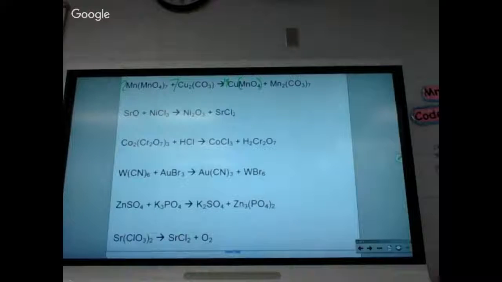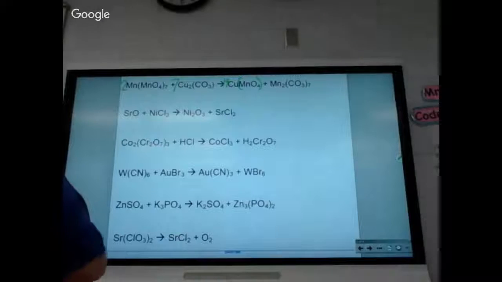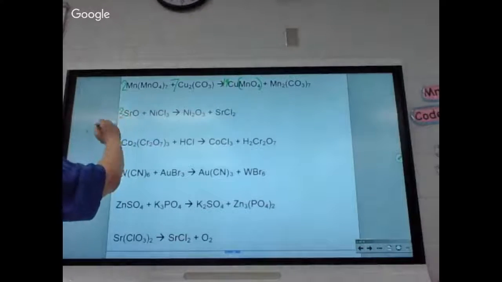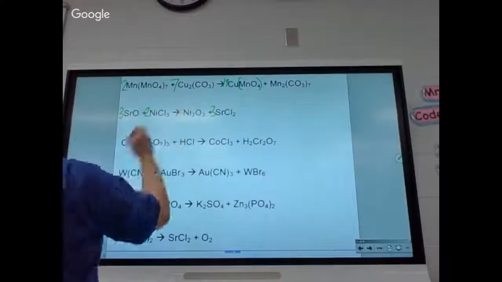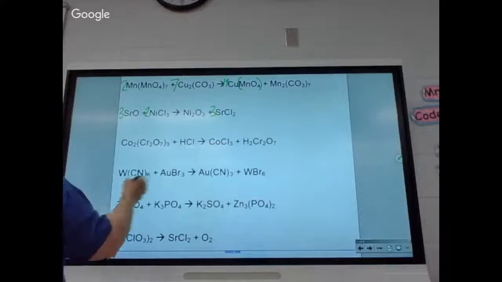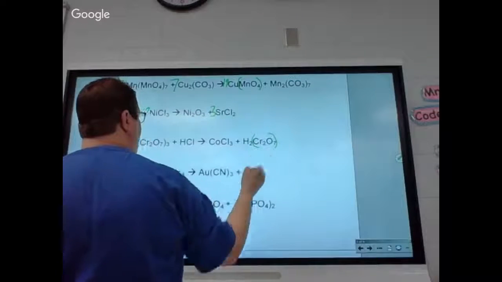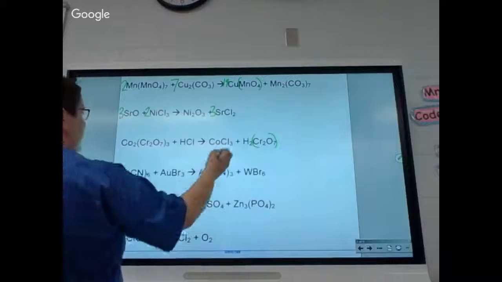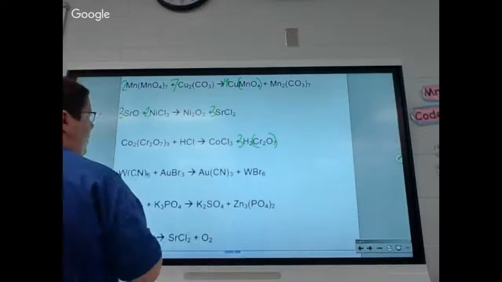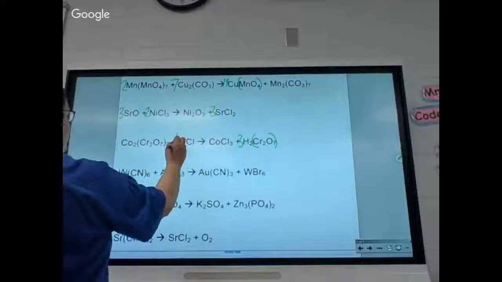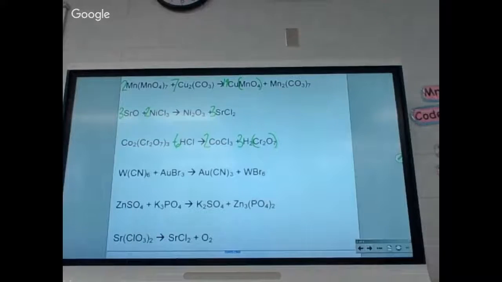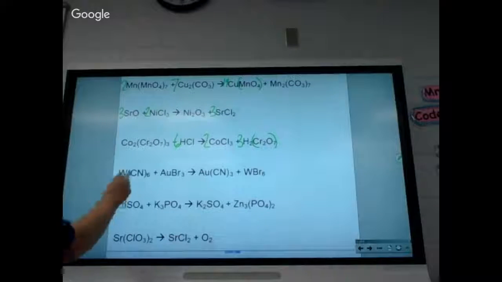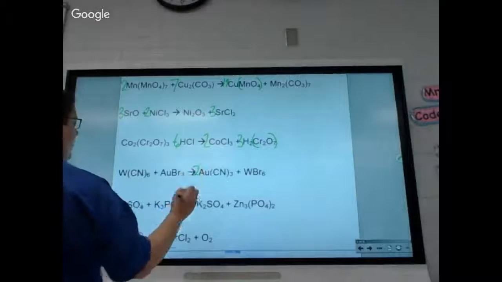For this one, what do we want to balance first? What y'all like? I like oxygen. 3 oxygens, 3 strontiums, 6 chlorines, 2 nickels. For this one, I'm going to draw in some parentheses right there. So 3 dichromates, that made 6 hydrogens, 6 chlorines, 2 cobalts, 2 cobalts. 6. I'm going to put a 2 there.